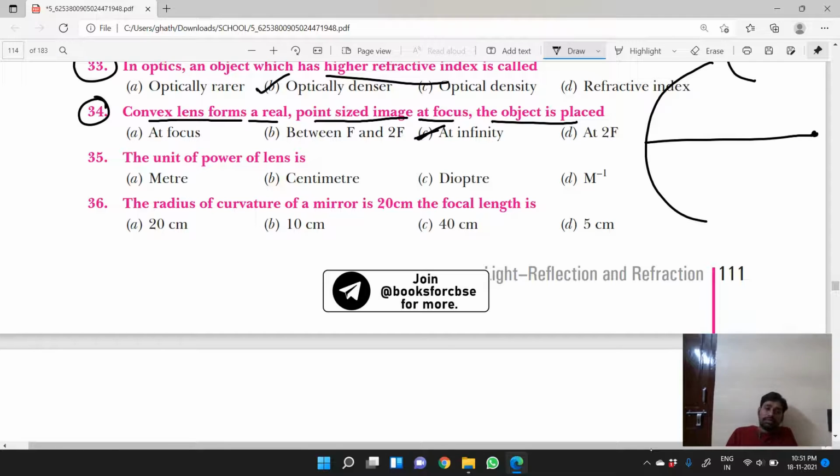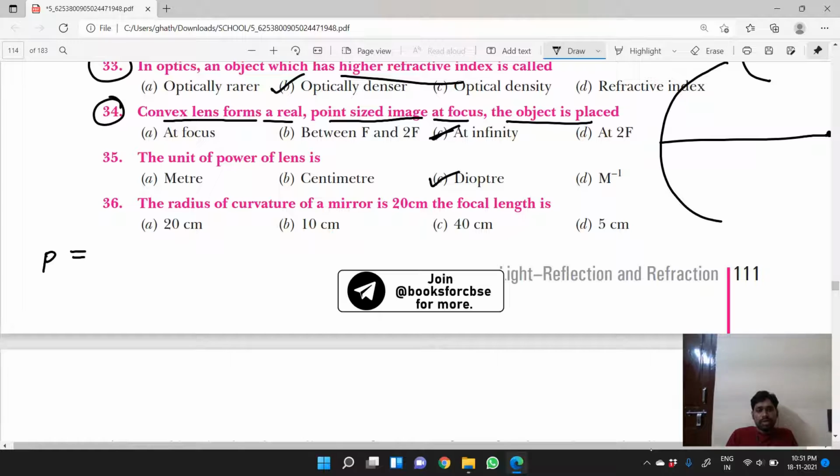As the concept of power has come, let me explain about power somewhat, then get into the answer for this question. Otherwise, directly I will tell you the power SI unit is nothing but diopters. So what is power? Power is the reciprocal of focal length.